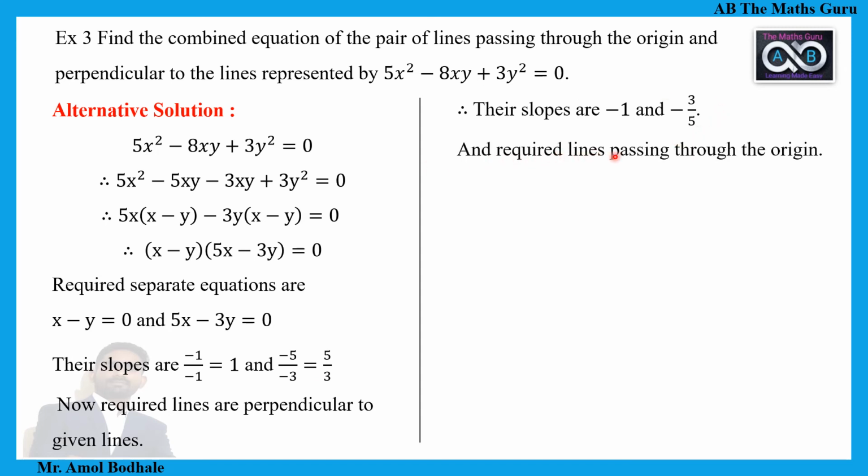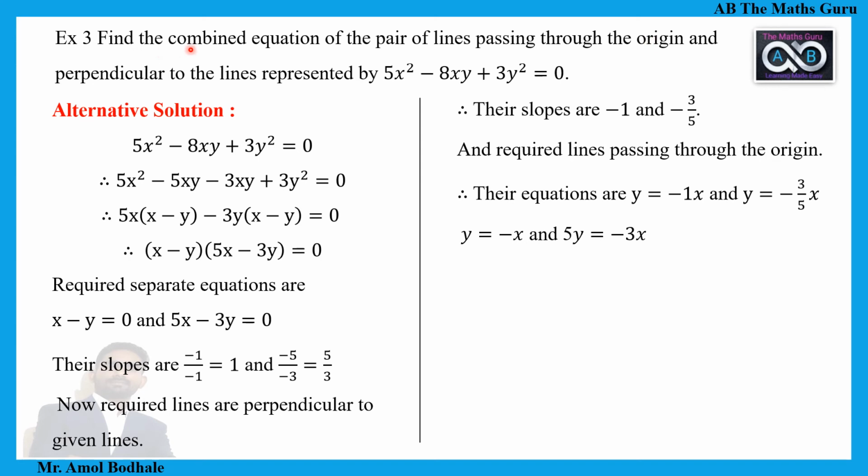And the required lines are passing through the origin and having these slopes m1 and m2. So we can write their equations as y equal to m1x and y equal to m2x. If we simplify this, we get y equal to minus x and 5y equal to minus 3x. So these are the required lines which are perpendicular to the lines represented by this and passing through the origin.